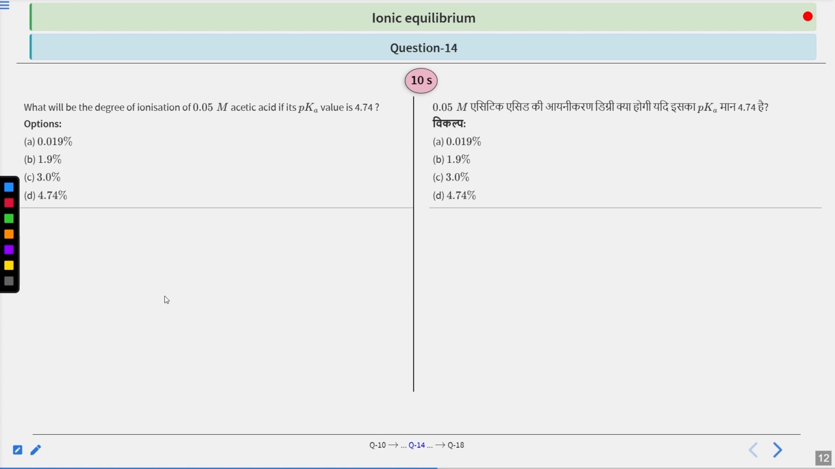Next question, what will be the degree of ionization of 0.05 molar acetic acid if its pK is 4.74? Options are A, 0.019%, B, 1.9%, C, 3.0%, and D, 4.74%. So the time to solve this question starts now.